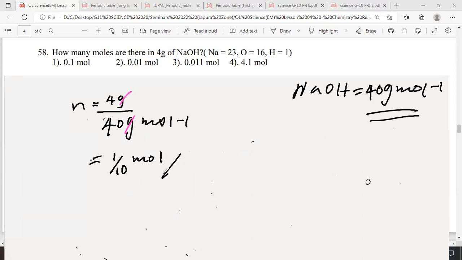1 over 10 moles means what? How many moles? 0.1 mole. Is that clear? Right. Okay. Next one. Answer is 0.1 mole. When you simplify, the answer is the first one. Very good. Those who have got the answer, those who raised the hand, very good. Excellent. Next question. I'll erase the screen.